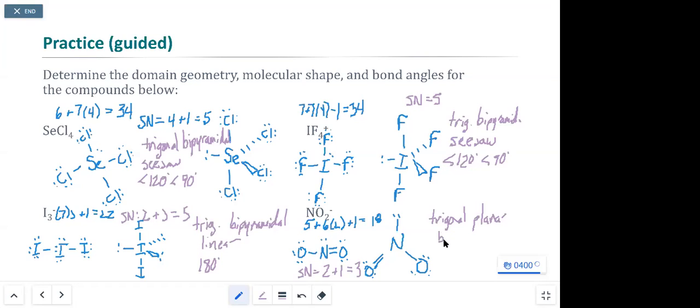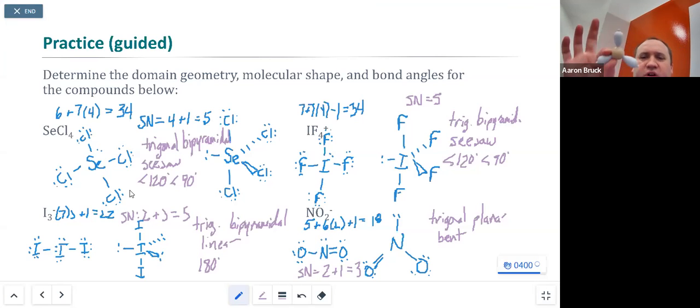And make it bent. And so, again, as an illustration here, here is my trigonal planar shape. If I remove one of these bonding groups and replace it with a lone pair, I can see that this is how I get that angular shape. So that's where the bend comes from.